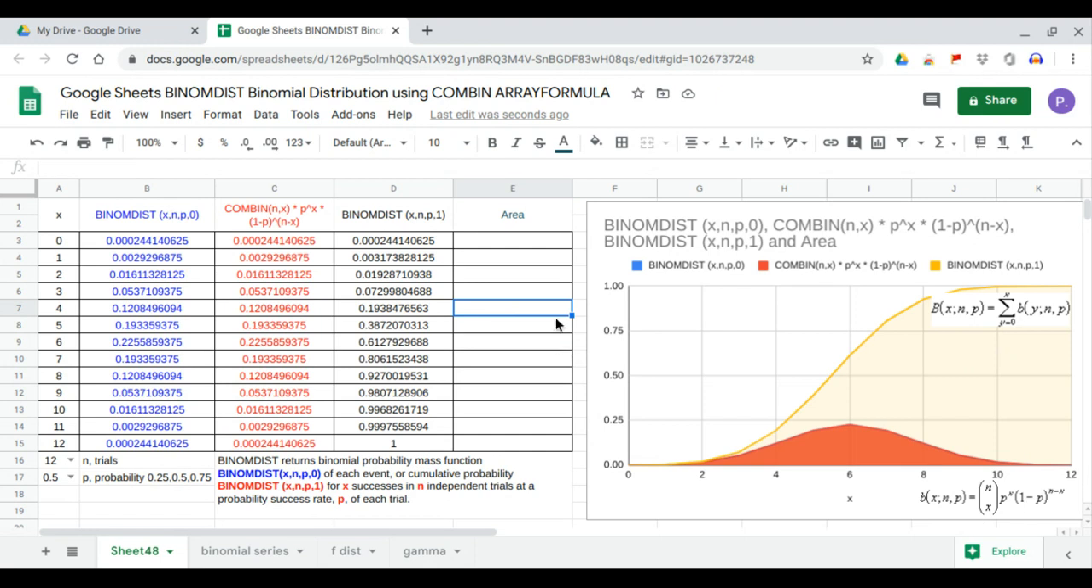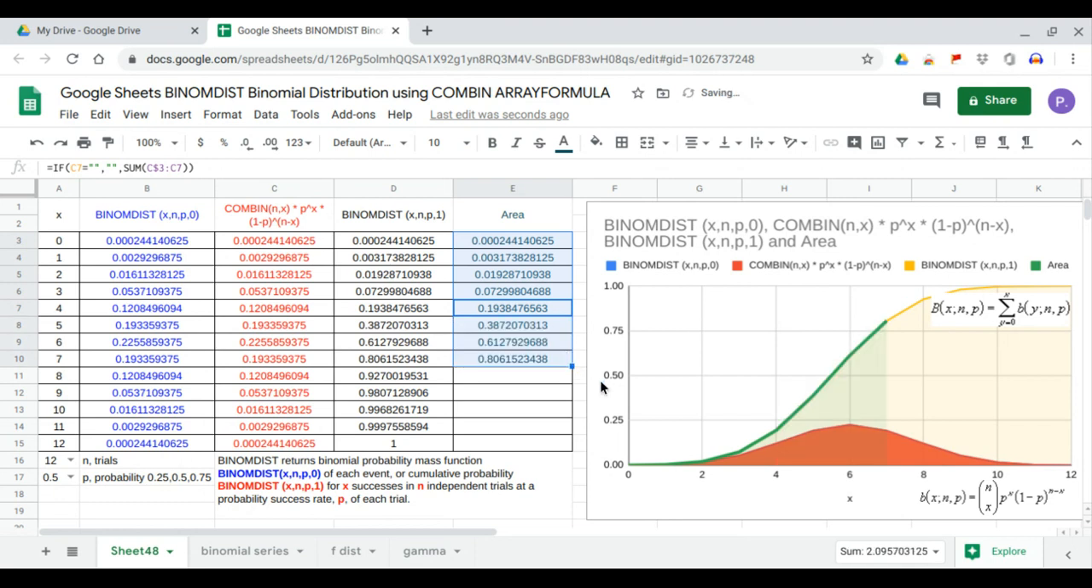So this is equal to, if this is 0 or empty, then it's empty. Otherwise, we use sum of this range, the summation. And we lock the reference. So this cell measures the area under the bell curve. Enter this. At this range, this matches our binomial cumulative distribution function. We drag this farther upwards and we drag this downwards.